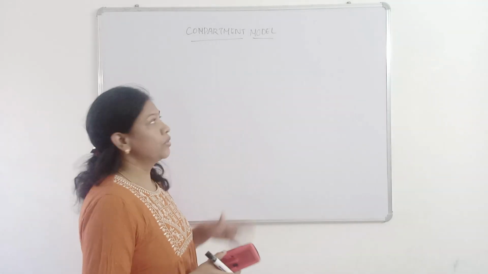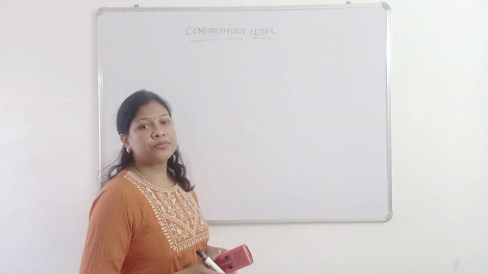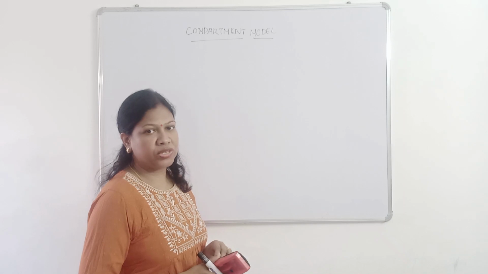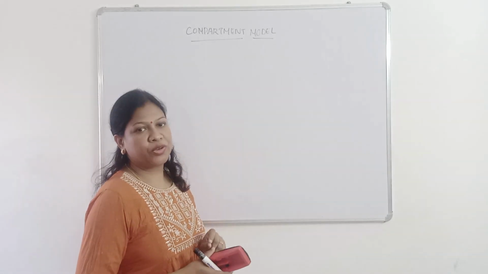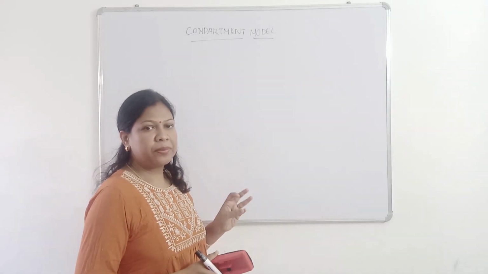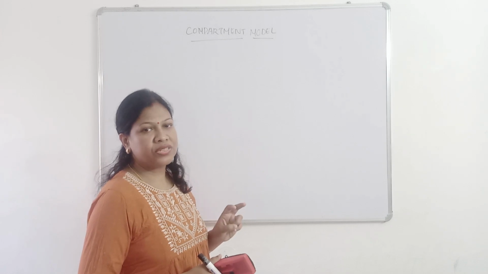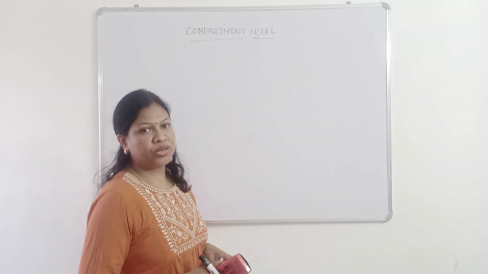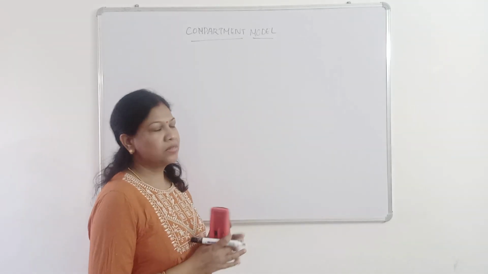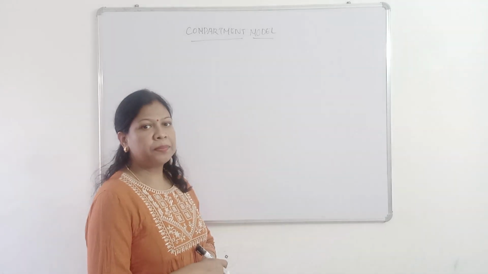In my previous video, we were discussing the types of pharmacokinetic models. There are three types of pharmacokinetic models: compartment model, perfusion or physiologic model, and non-compartment model. We'll discuss them one by one. The first model is the compartment model.